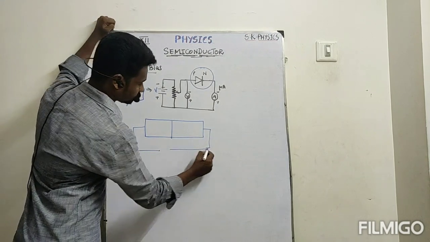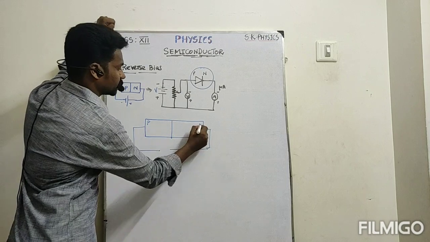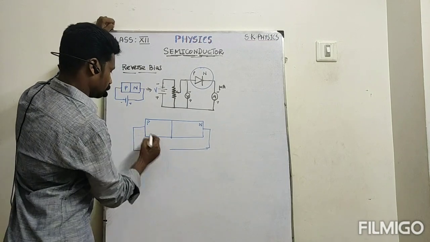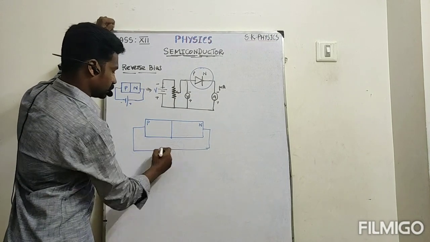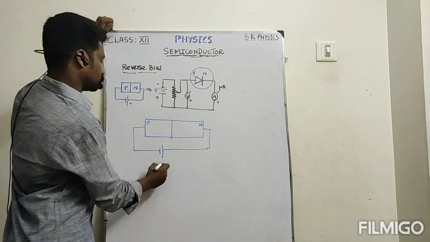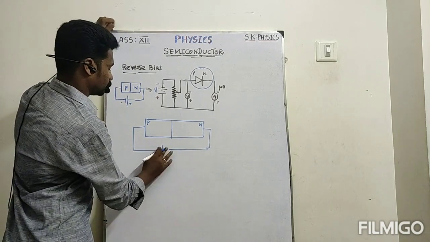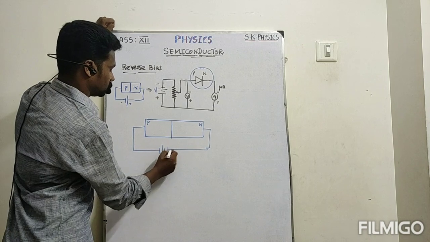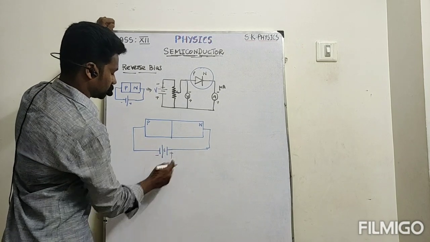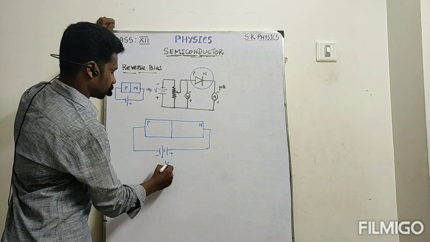So it's a P region. It is the N region. Now the P region is connected with the negative, and the N region is connected with the positive. Okay, so positive, negative, and positive. This is the applied potential.